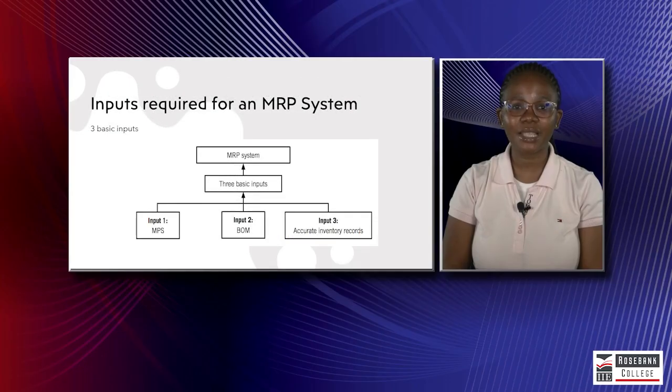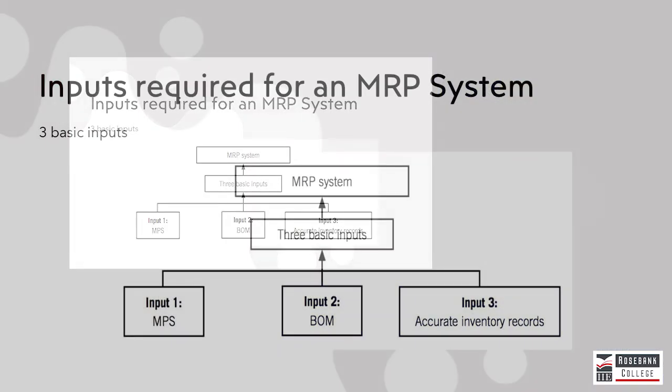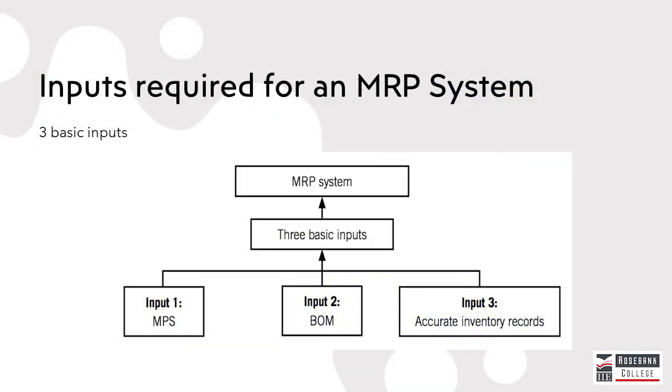The second input is the bill of materials. The BOM is a product structure tree that lists all component parts, whether produced by an organization or outside suppliers, that are needed to make up the final product. The last input is accurate inventory records. Inventory records are the stored information regarding the status of all items required at a specific time period.